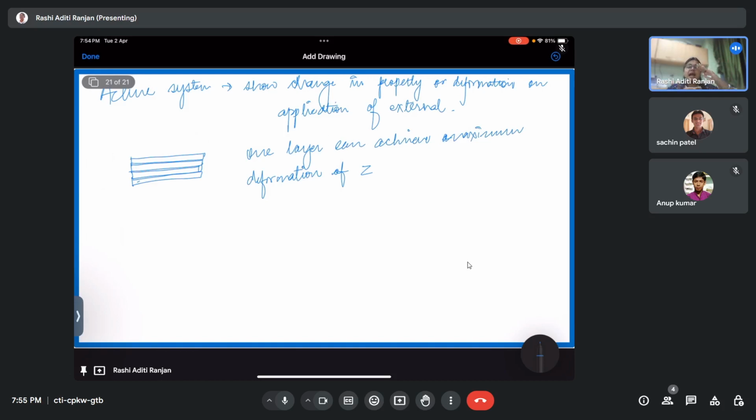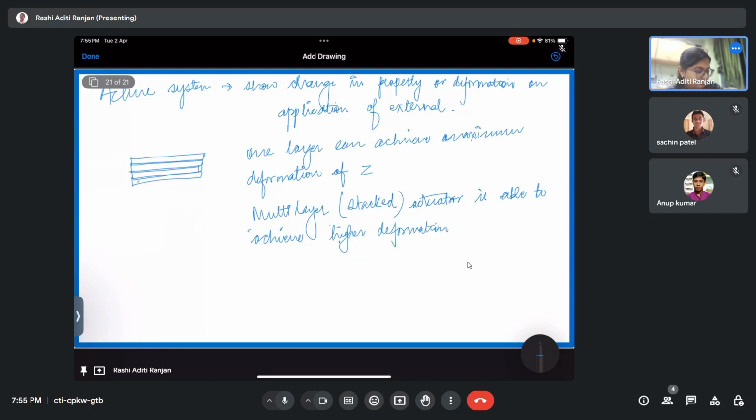So what do I do? I stack different layers of piezoelectric. So what is going to happen? If my one layer is going to show a maximum deformation of Z, two layers are going to show maximum deformation of 2Z, three layers 3Z, and n layers are going to show deformation of NZ. Right, so now I have increased my maximum deformation from Z to NZ. So multi-layer, which we also call a stacked actuator, is able to achieve higher deformation as compared to one layer.